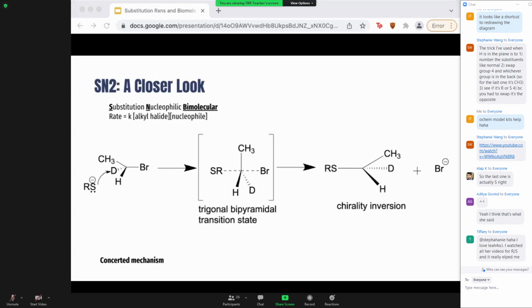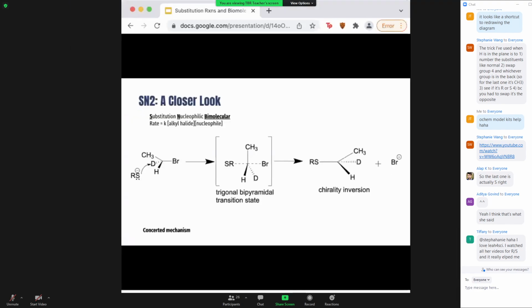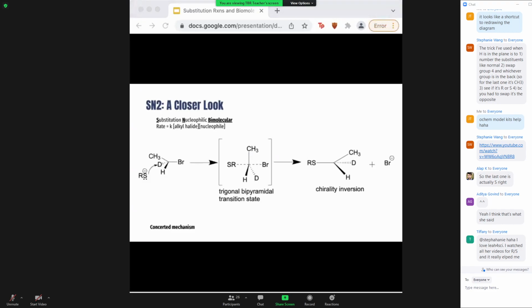SN2 stands for substitution, nucleophilic, and bimolecular. Substitution means that this is a substitution reaction, which, as we learned last week, is when one molecule comes in and substitutes the place of another molecule. And nucleophilic means that a nucleophilic compound attacks a substrate. And finally, the 2 in SN2 refers to the fact that the SN2 reaction has a bimolecular rate determining step. So this means that the rate is dependent on the concentration of 2 reactants.